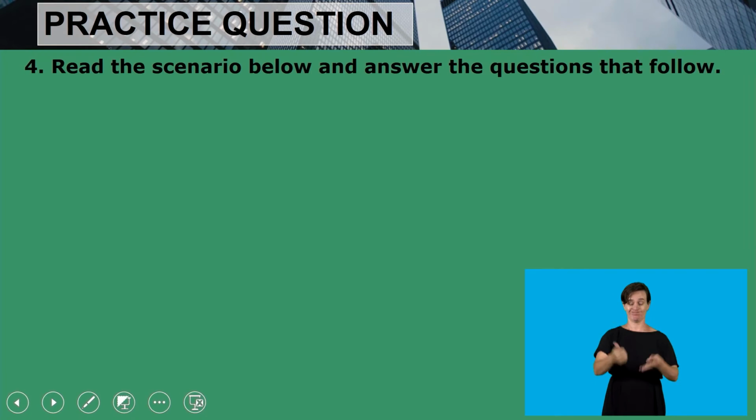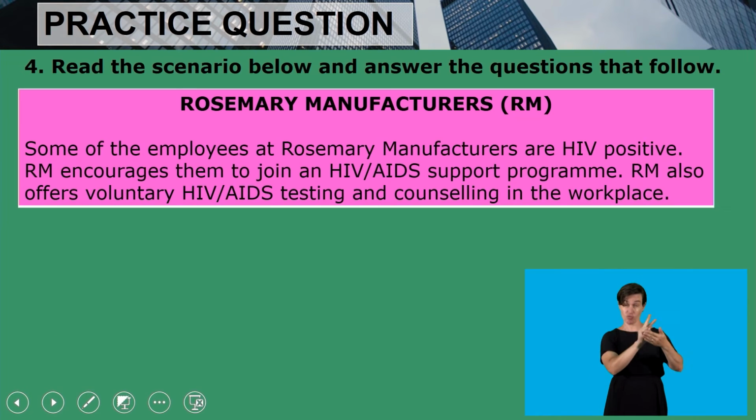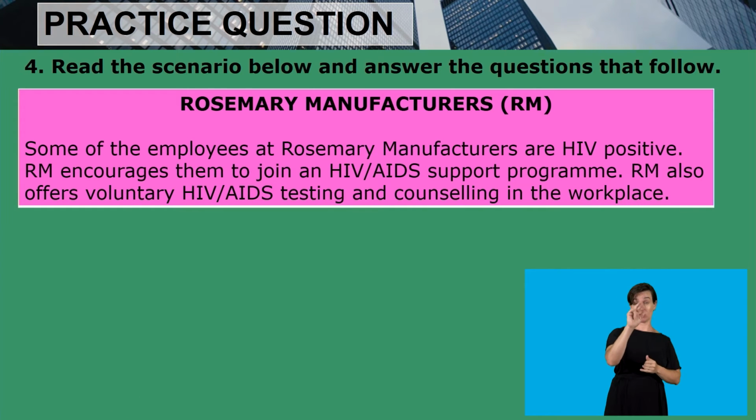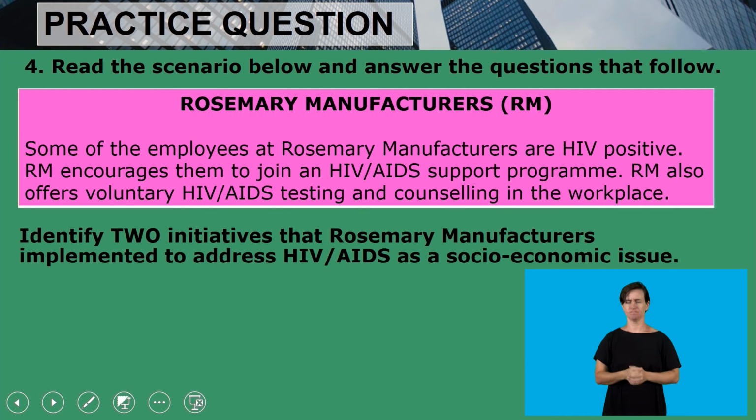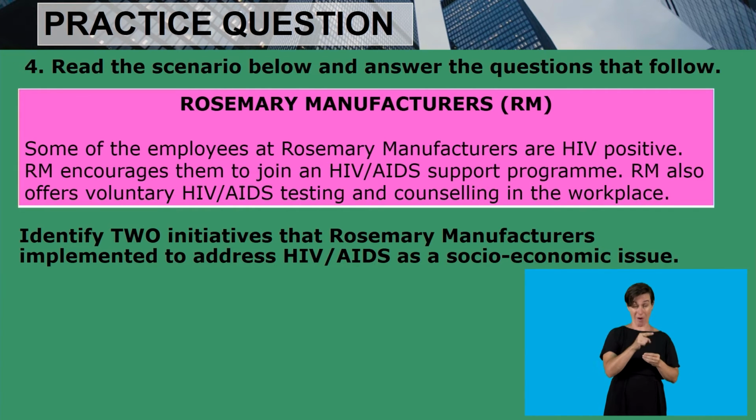Question number 4, it says, read the scenario below and answer the questions that follow. Here's a scenario. Rosemary Manufacturers, RM. Some of the employees at Rosemary Manufacturers are HIV positive. RM encourages them to join an HIV or AIDS support program. RM also offers voluntary HIV or AIDS testing and counseling in the workplace. Now let us look at the question. It says, identify 2 initiatives that Rosemary Manufacturers implemented to address HIV or AIDS as a socio-economic issue.